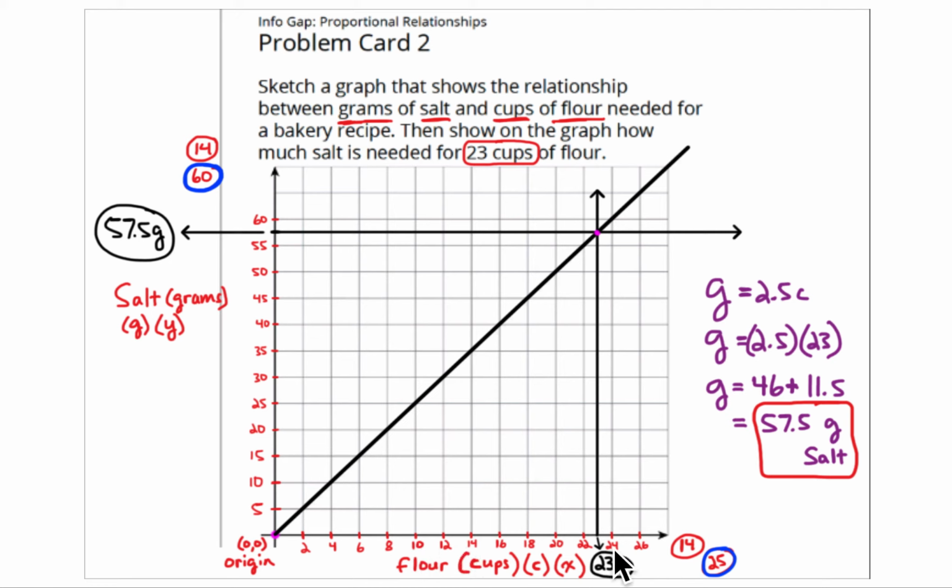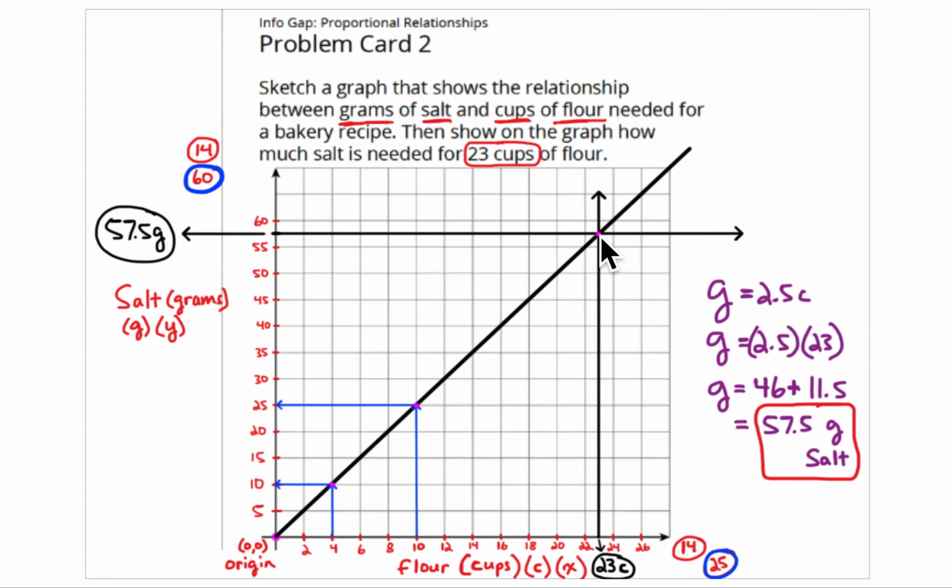These are called the scales. So what marks and what numbers you put on these lines are the scales that you're choosing. So the label is flour in cups, and the label is salt in grams. So draw an arrow from 23 all the way up where those two lines, those two arrows intersect. That's the point. That's telling you that for 23 cups of flour, you need 57.5 grams of salt. So that's the relationship between flour and salt.